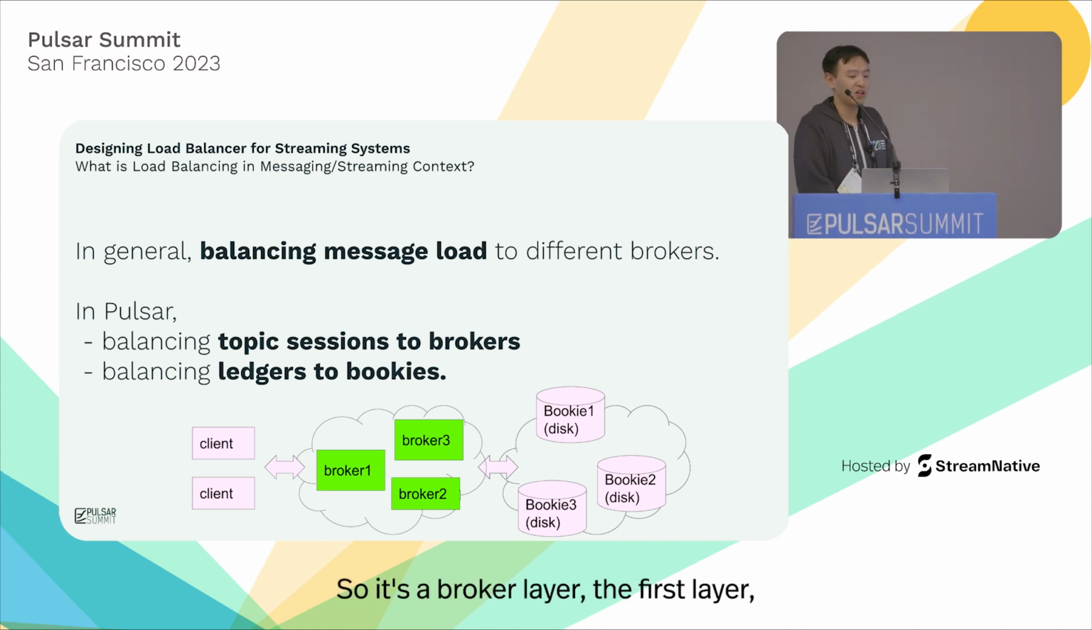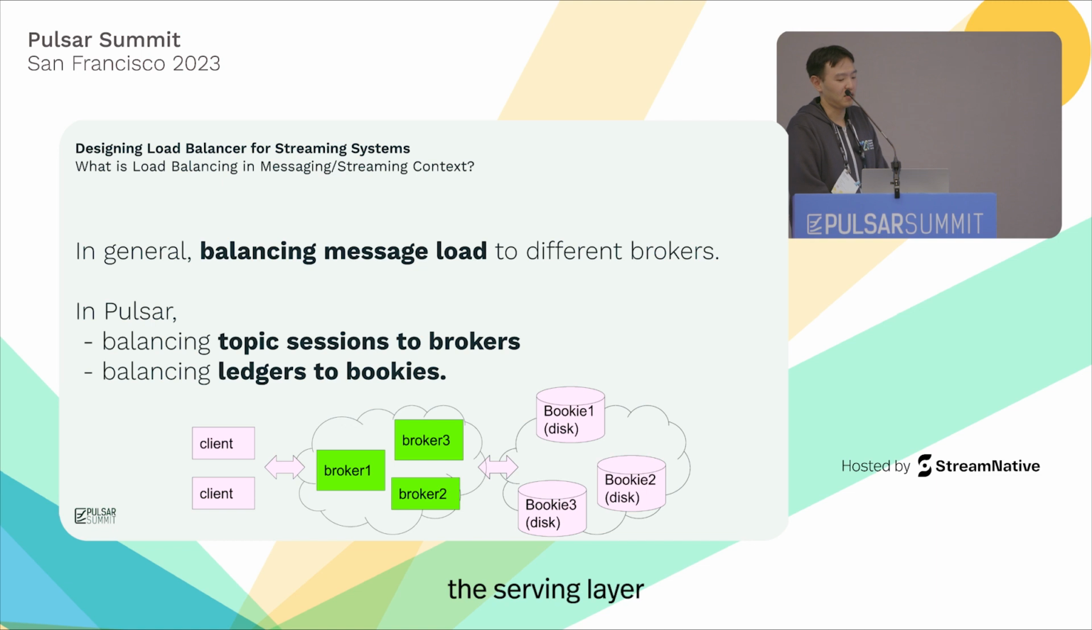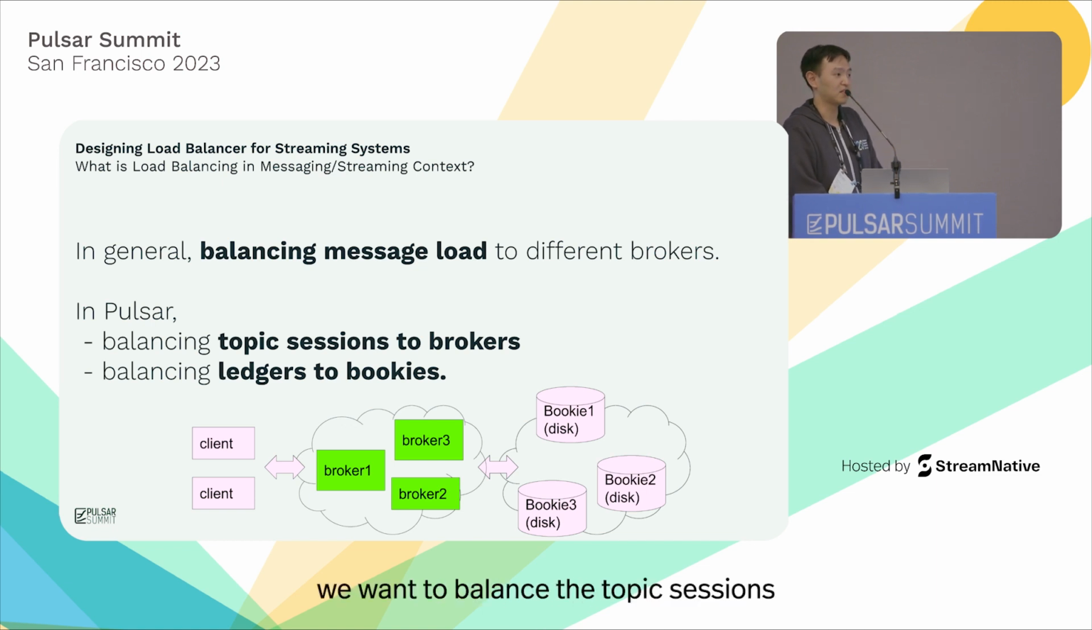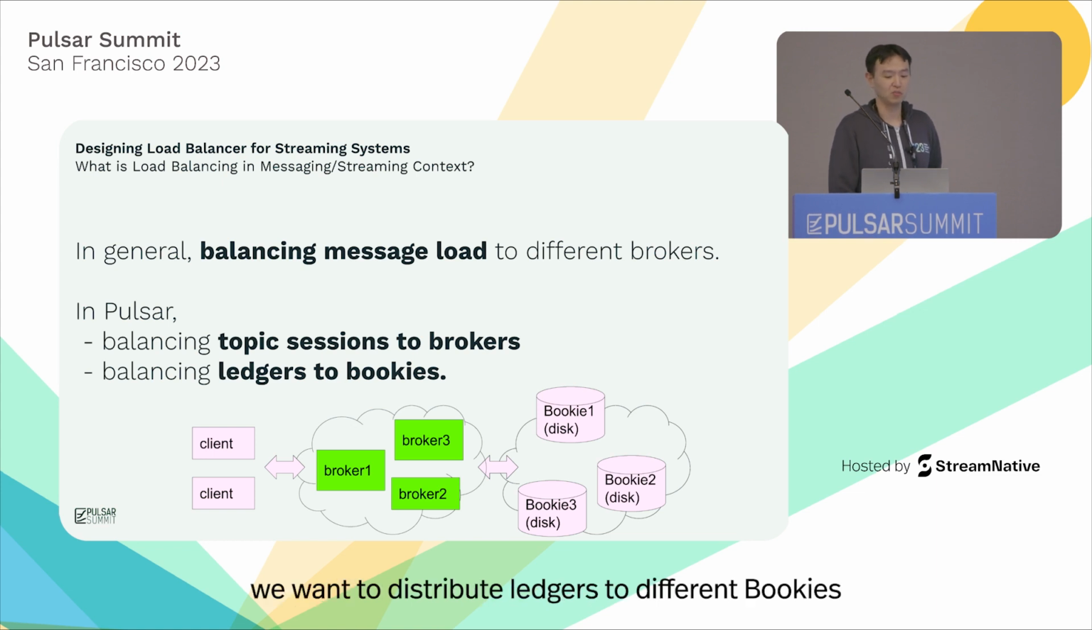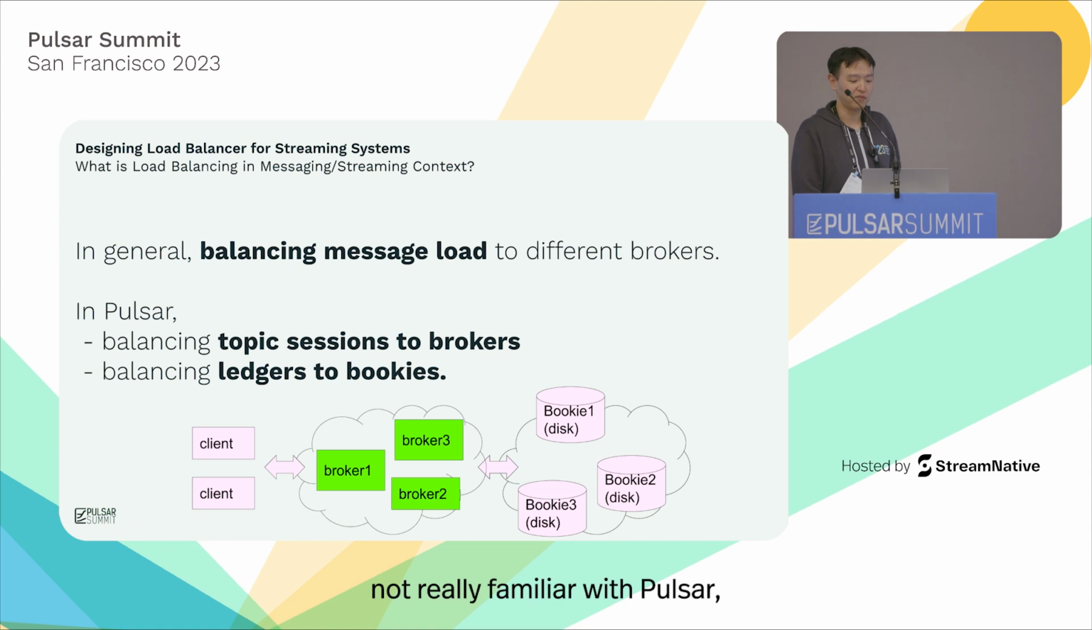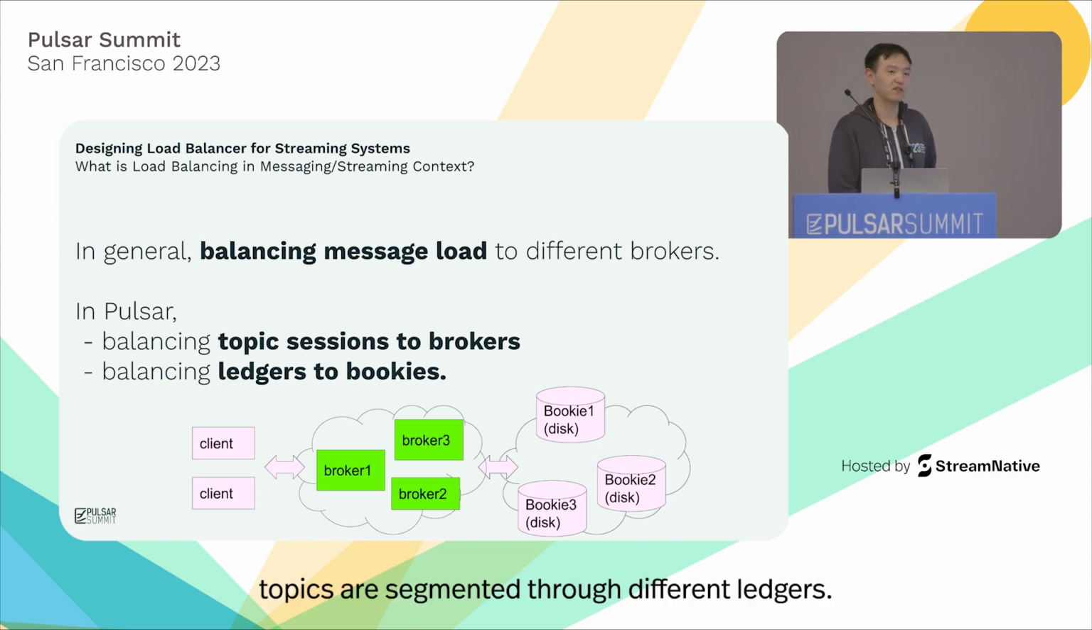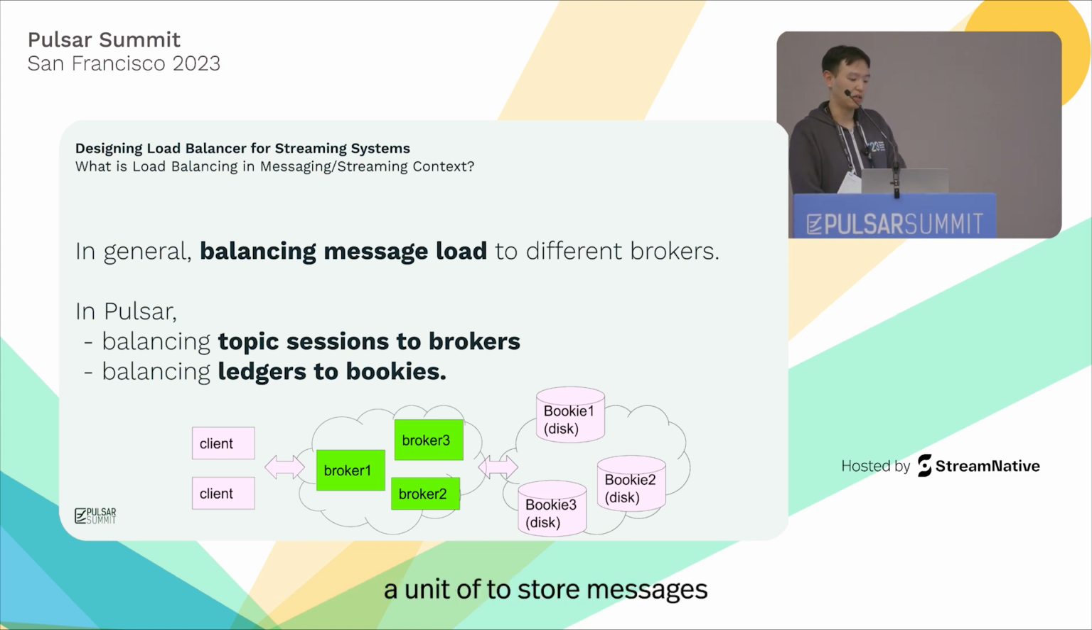The first is the broker layer, the serving layer. Basically, we want to balance the topic sessions across different brokers. And at the storage layer, we want to distribute ledgers to different bookies. For those of you not very familiar with Pulsar, topics are segmented into different ledgers. The ledger is basically the unit used to store the messages in the bookies.